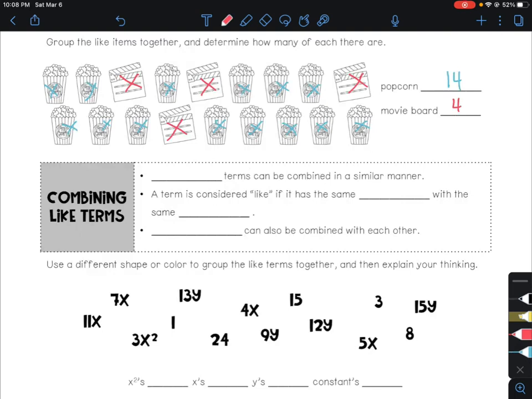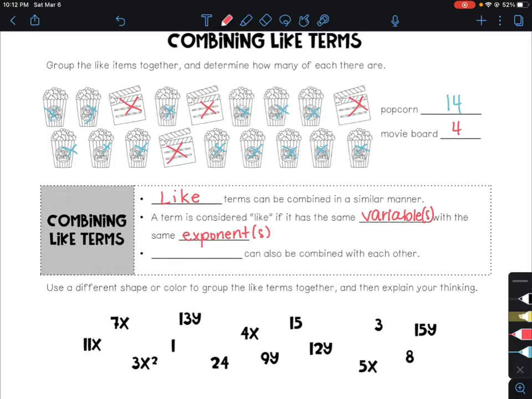Like terms can be combined in a similar manner. A term is considered like if it has the same variable or variables with the same exponent or exponents, depending on how many variables you have. Constants can also be combined with each other. And remember, constants are just numbers without variables when you see them in an expression or now an equation.